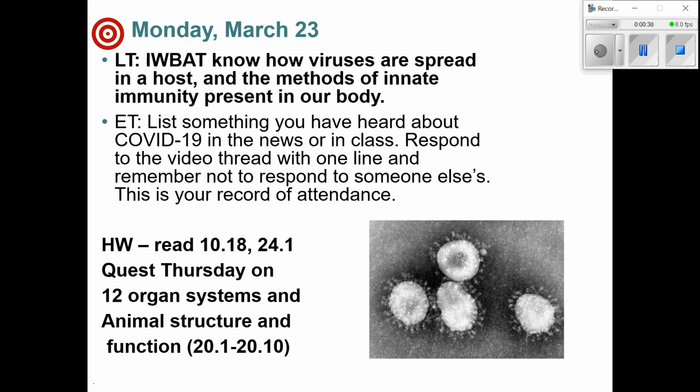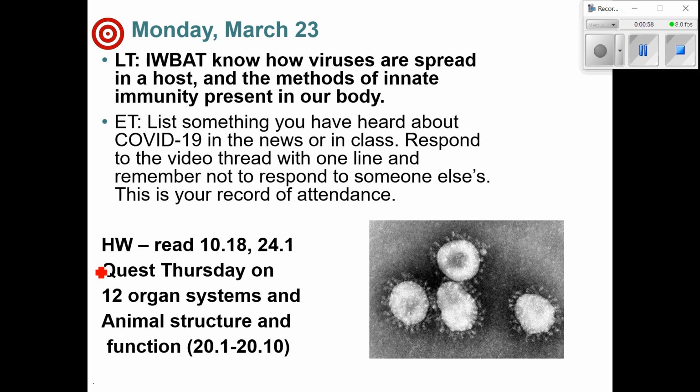As you return, a few things here just about class. I want you to read sections 10.18 and 24.1. 10.18 is a brief look back on RNA and genetic material in viruses. 24.1 is the beginning of the immune system, looking at the human body systems and organ systems that we're focusing on here in this section.